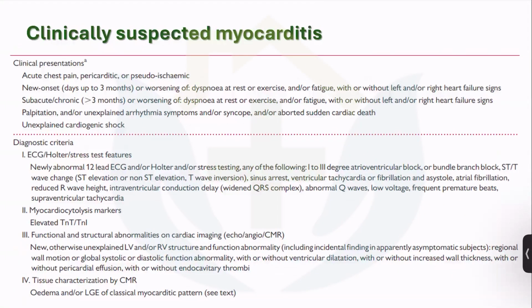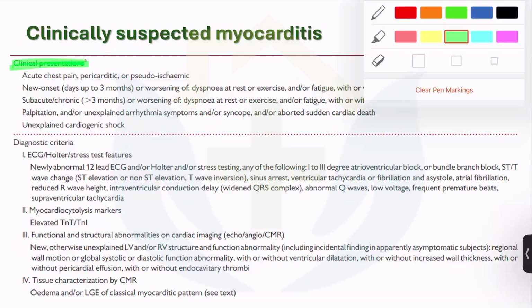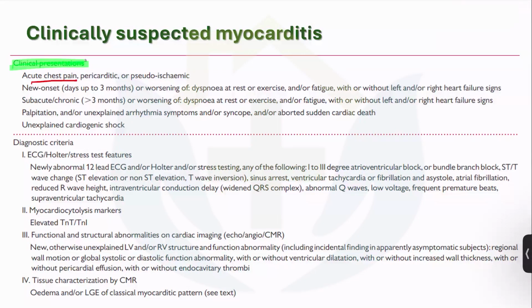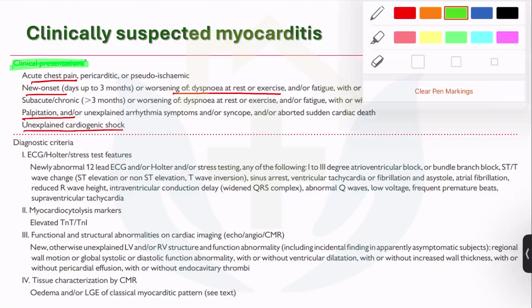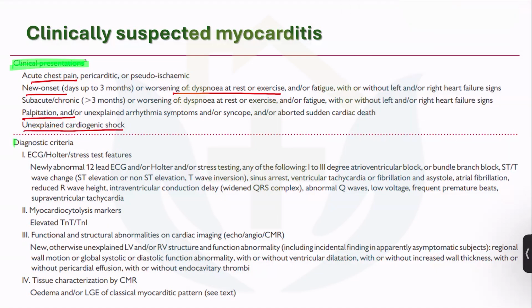So this is a nutshell of what we have discussed so far. What is the clinical presentation? It can be acute chest pain, or new onset or worsening dyspnea at rest or on exercise. It can be palpitation or unexpected cardiogenic shock. What is the diagnostic criteria? Basically the Dallas criteria, but that is biopsy based. Other than that, we can do ECG or Holter, echocardiography obviously, elevated cardiac markers like troponin, and cardiac MRI, or you can do an echo or angio also.